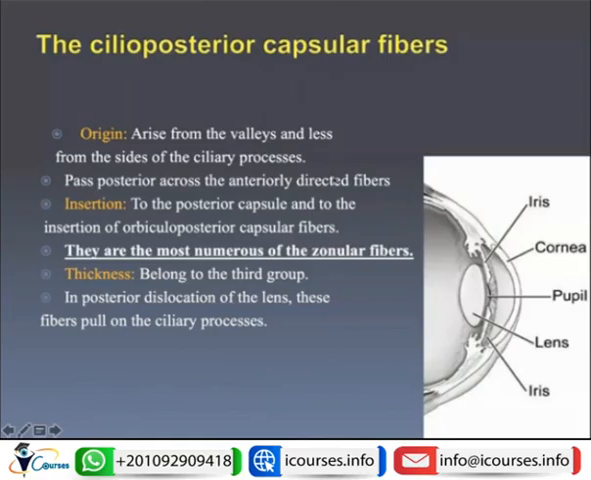The cilioposterior capsular fibers arise from the valleys between the ciliary processes and pass and insert directly into the posterior capsule. And they are the most numerous of the zonular fibers. So they arise from the valleys between the ciliary processes and insert into the posterior capsule, and they are the most numerous. So the cilioposterior are the most numerous, while the orbiculoanterior are the thickest, where the thickness belongs to the thinnest part.